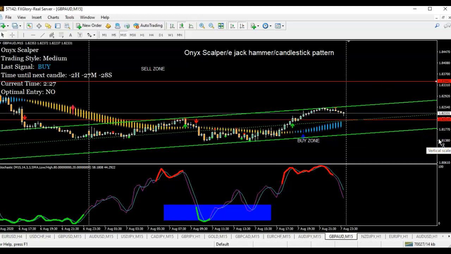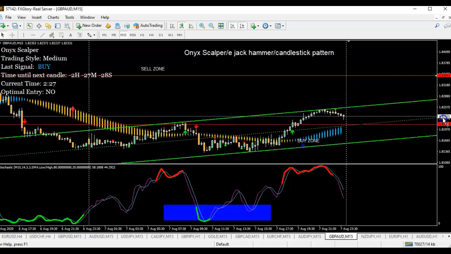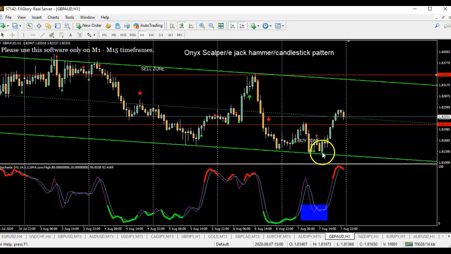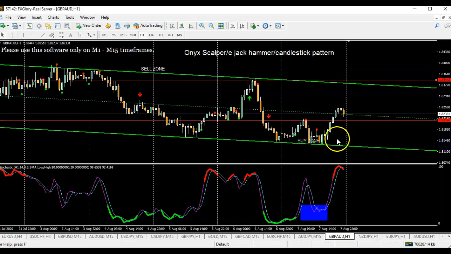So the combination of using Onyx Scalper and the jackhammer on a 15-minute chart will give you an entry and a target. But I confirm this on the 1 hour chart. Unless I have a confirmation on the 1 hour chart, see price is hitting the bottom of the channel right there on the 1 hour, and stochastic is oversold. Switching over to the 15-minute chart will give me an entry and a target using the jackhammer as the target.